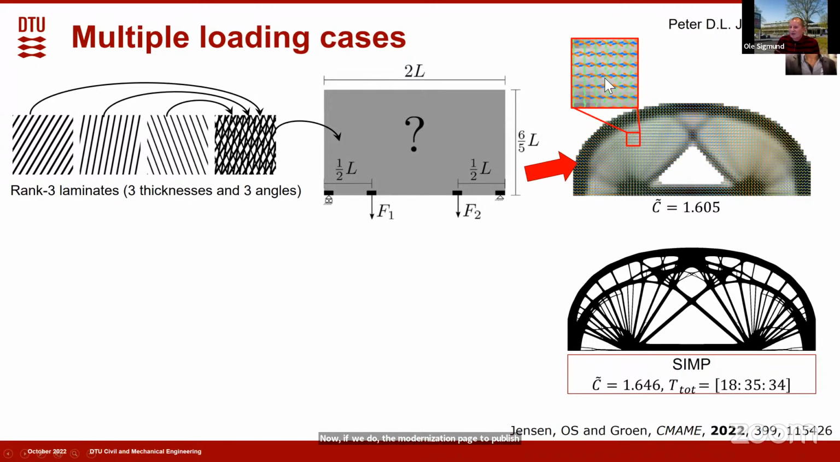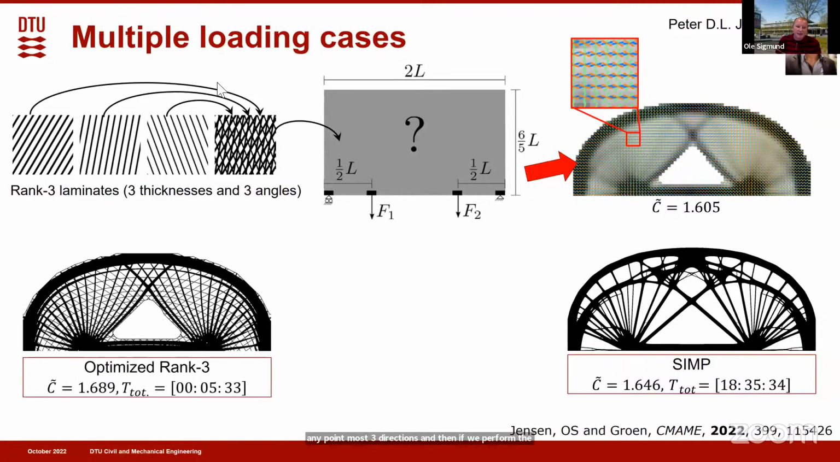And if we enlarge the region here, we will see that at any point there are at most 3 directions. And then if we perform the de-homogenization of that, we get a quite beautiful structure looking like this. And what we see, the first thing is it's just slightly worse than the SIMP solution. But the really nice thing is that it only took 5 minutes, whereas it took 18 hours for the same resolution with the SIMP approach. So this is a factor of 200 or something like that.